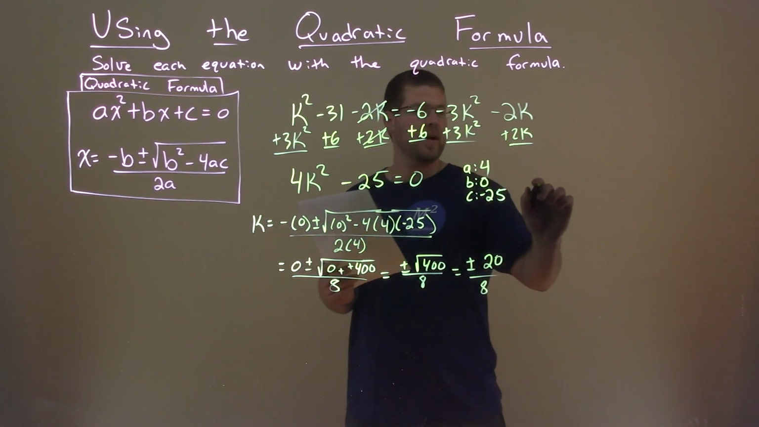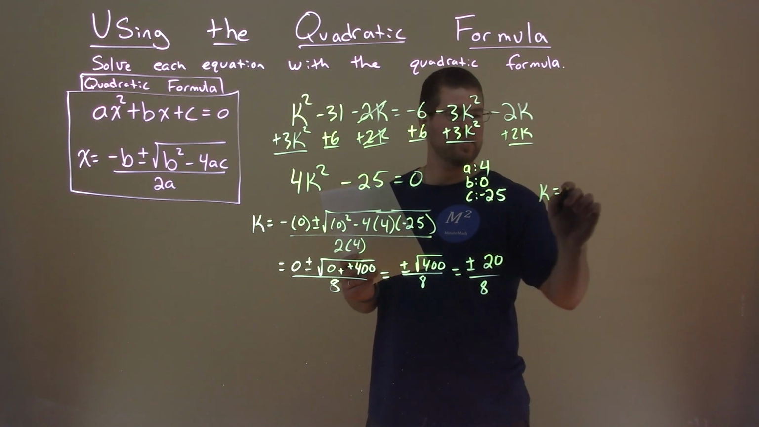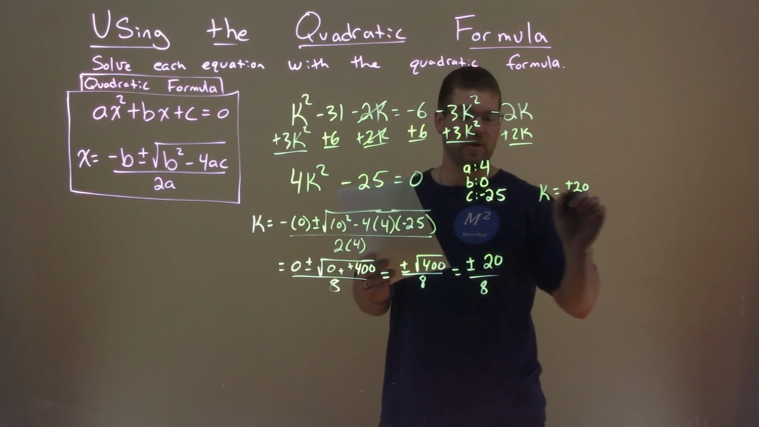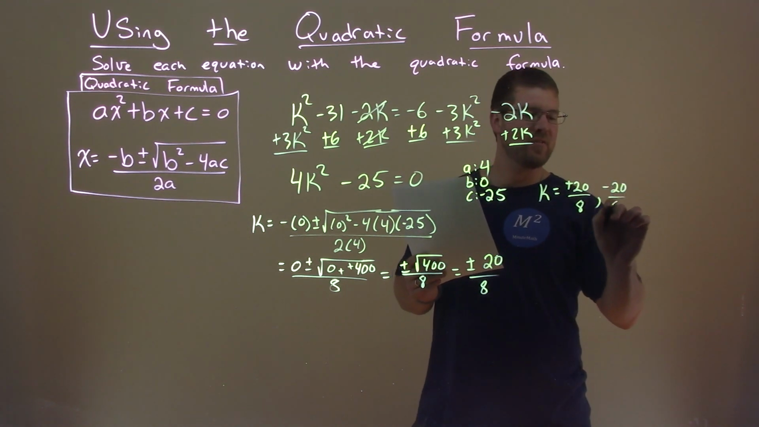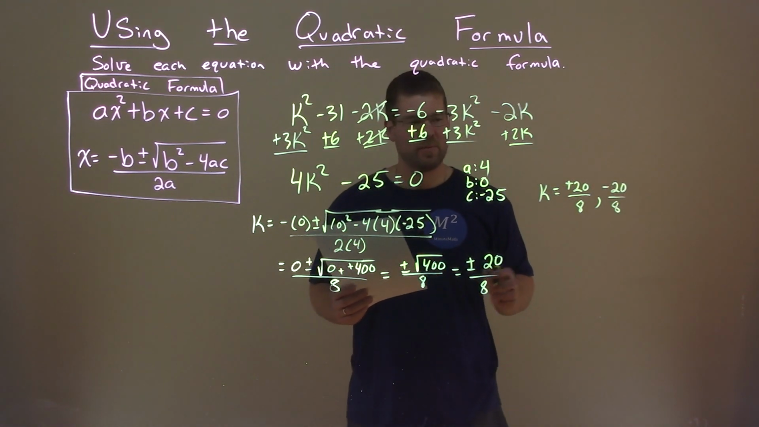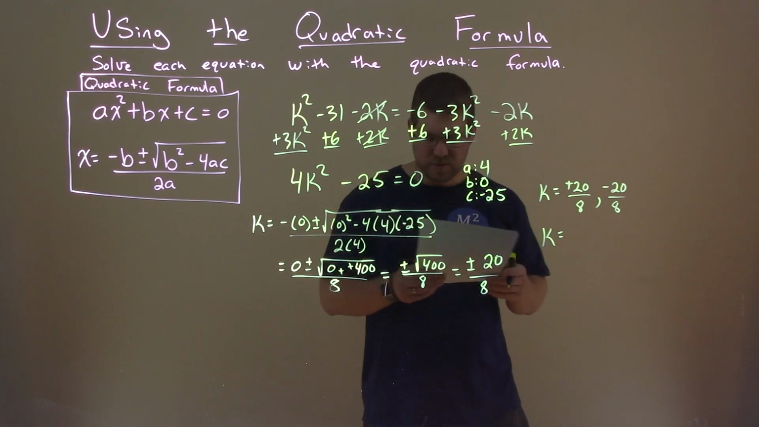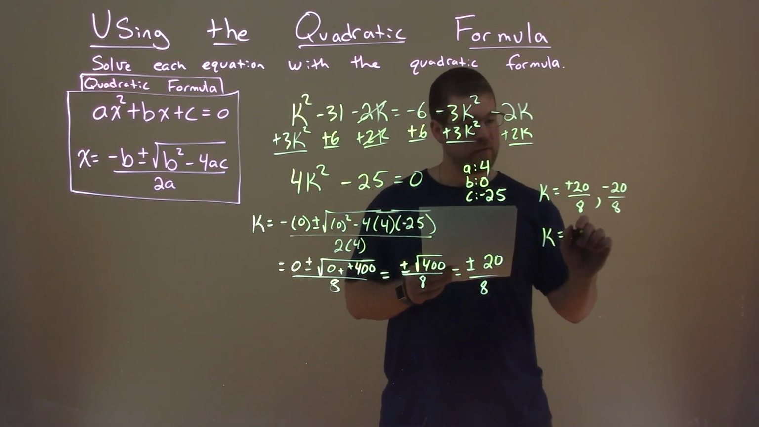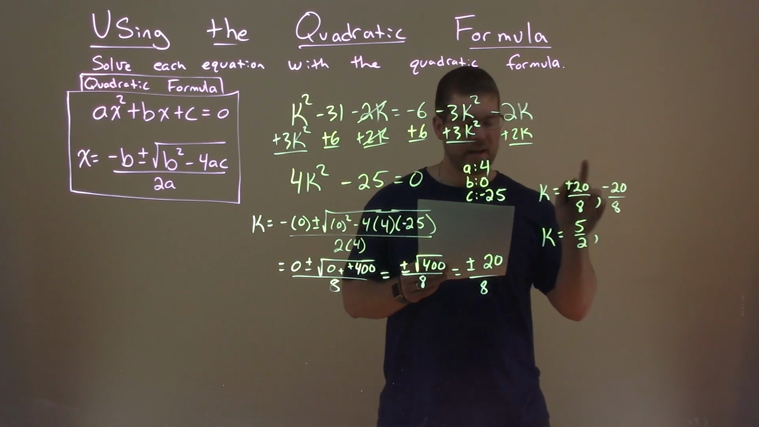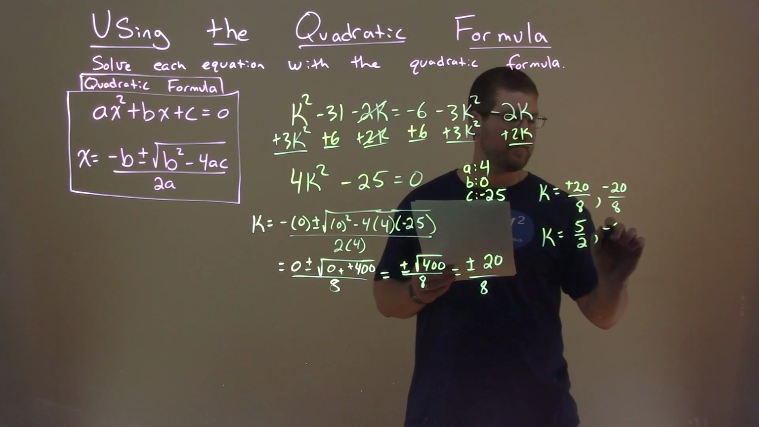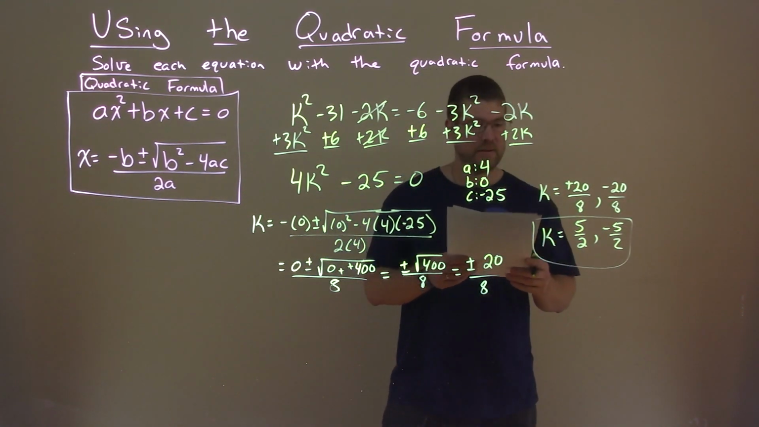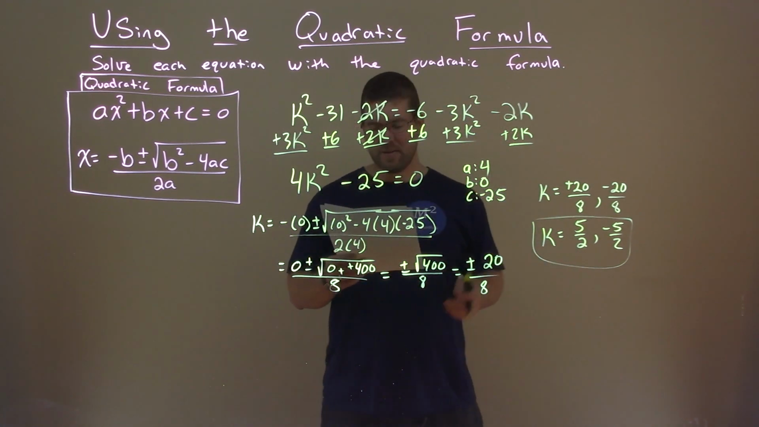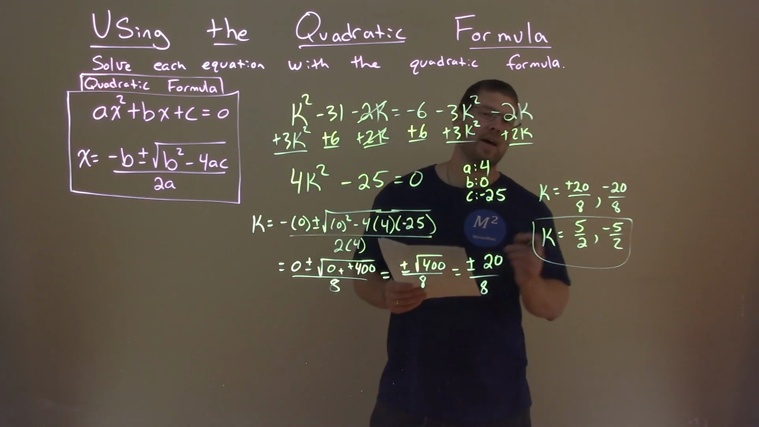So now let's break it up into two parts: plus 20 over 8, and then minus 20 over 8. And we're going to simplify both parts now. So 20 divided by 8 simplifies to 5 halves, and negative 20 divided by 8 is negative 5 halves. And so here we have our final answer: k is equal to 5 halves and negative 5 halves.